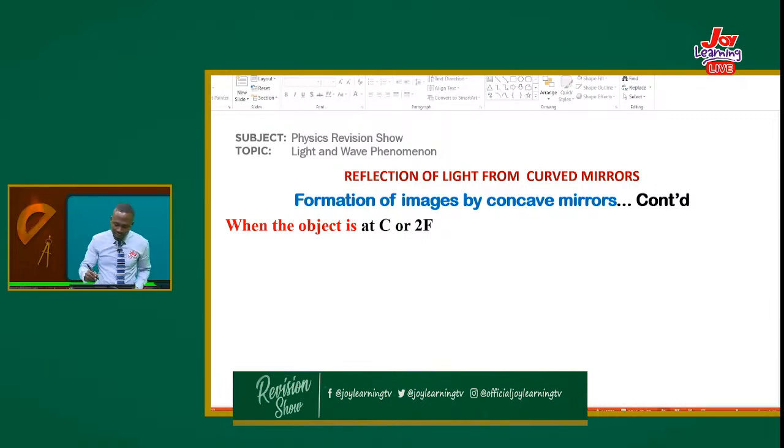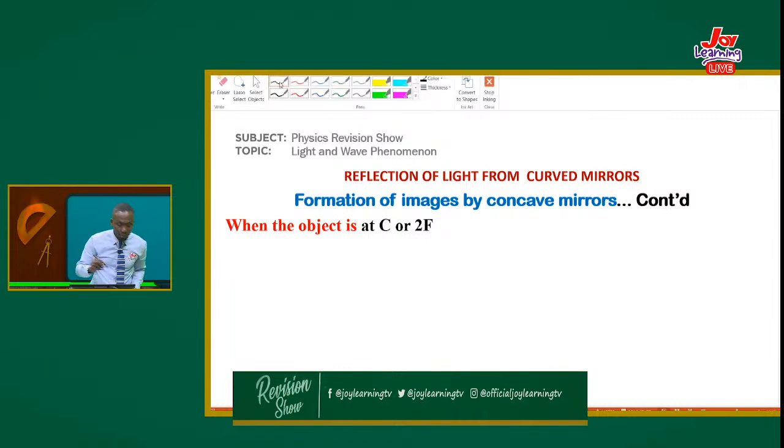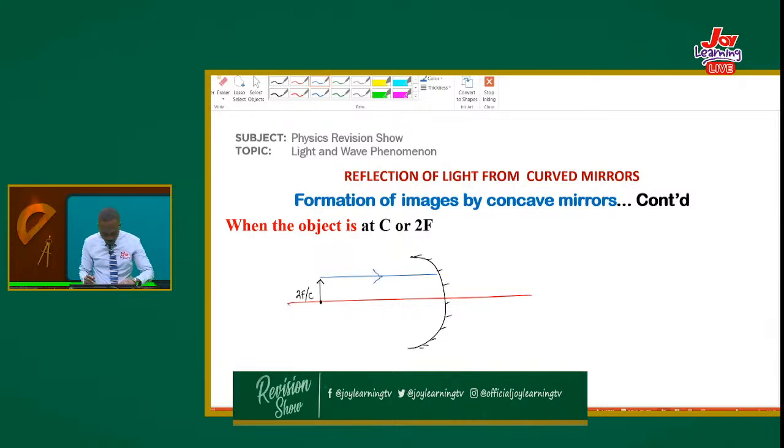So now the object is at C. It was at infinity, we couldn't see it. It moved forward a little bit, it's now beyond C. Then now we got it at C. So I'll draw my converging mirror or concave mirror and draw my principal axis. Then let me put an object at C. So this is C, same as 2F. So the rule says we should take a ray of light parallel to the principal axis. And when we do that, it should reflect through F.